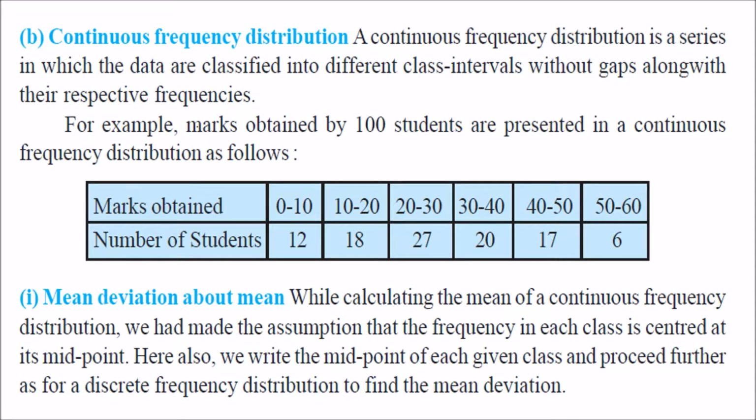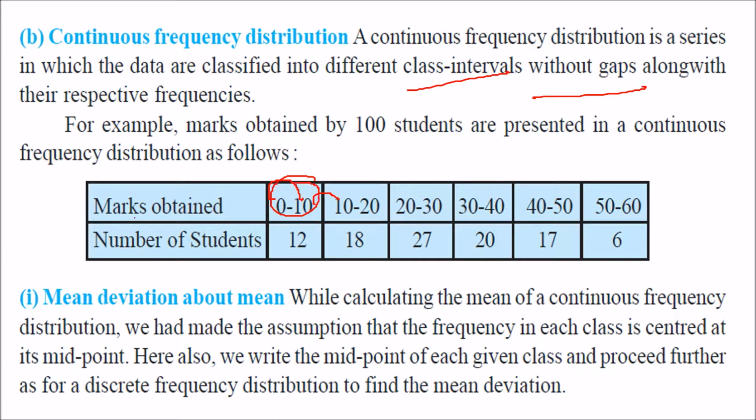Now coming to the frequency distribution, which is continuous. So a continuous frequency distribution is actually this. We know that this has to be divided, or classified, into certain class intervals, and this has to be without gaps. There has to be no gap, otherwise this will not be a continuous frequency distribution. So it is 0 to 10, 10 to 20, like this.